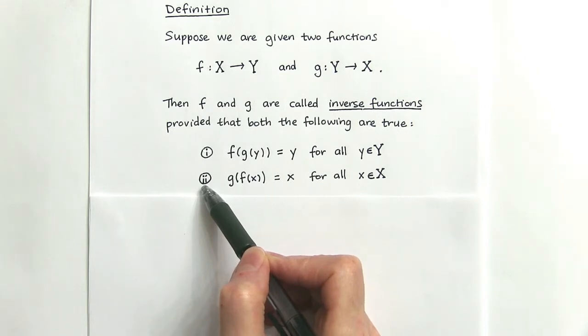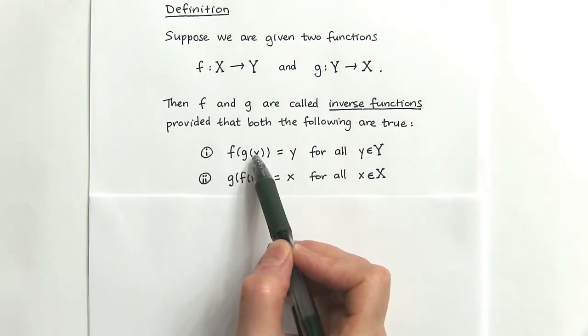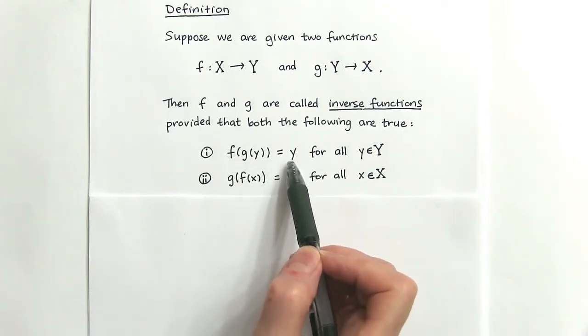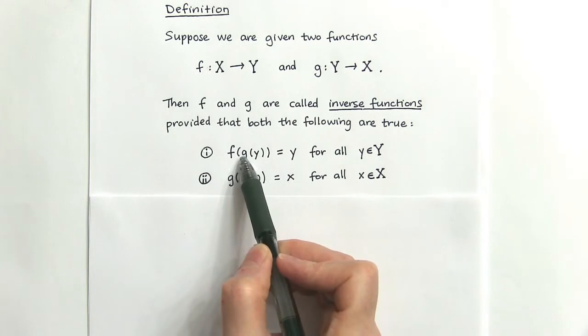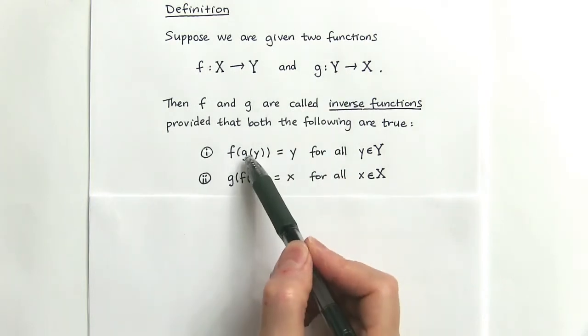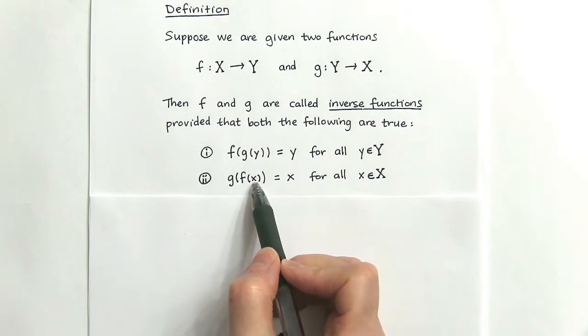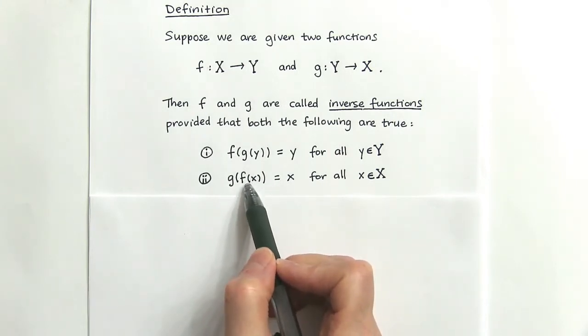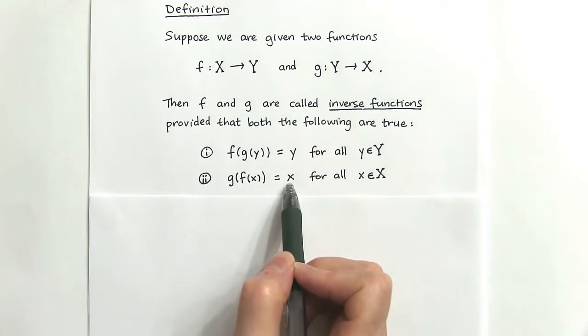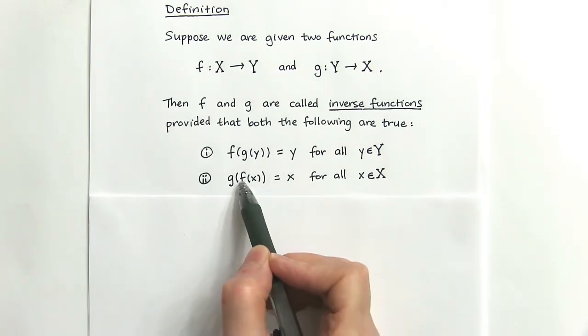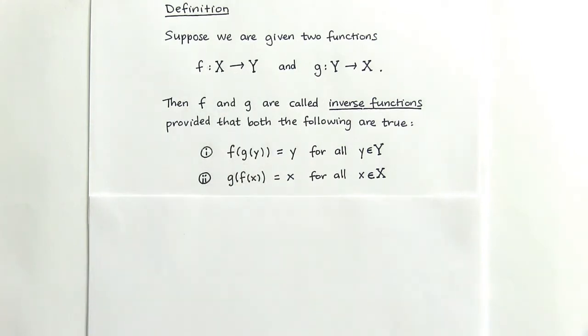First, if we plug y into g and then take that result and plug it into f, we get y back for every y in the domain of g. And second, if we plug x into f and then take that result and plug it into g, we get x back for every x in the domain of f. So the idea of inverse functions is that they undo each other. So when you compose the two inverse functions, you always get back the same argument that you plugged in.